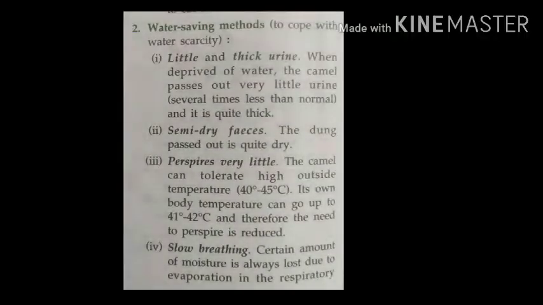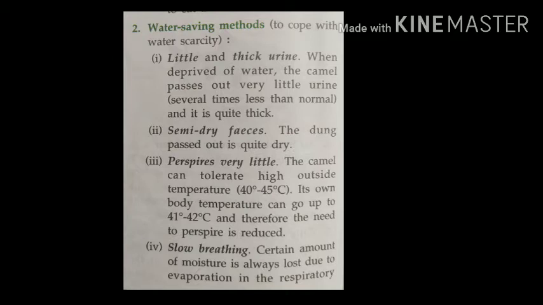The next adaptation is the water saving method in camels. Little and thick urine: when deprived of water, the camel passes out very thick and very little urine. The dung passed out is very dry. The camel can tolerate high outside temperature, between 40 to 45 degrees Celsius. Its own body temperature can go up to 41 to 42 degrees Celsius, and therefore the need to perspire is reduced.